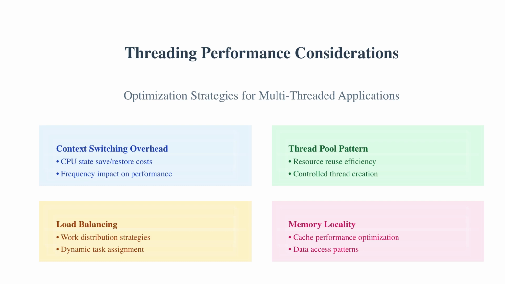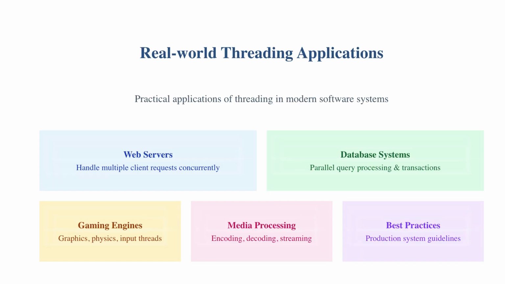To mitigate this overhead, we use the thread pool pattern. Instead of creating and destroying threads constantly, we maintain a pool of reusable threads. This dramatically reduces the cost of thread creation and provides better resource management. The threads wait for work in a queue, eliminating the expensive create-destroy cycle.